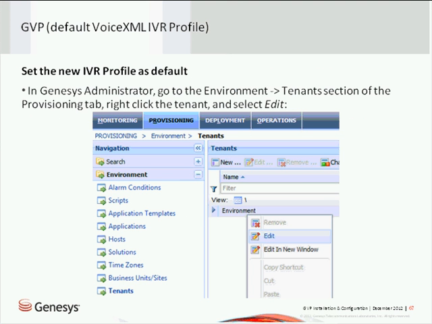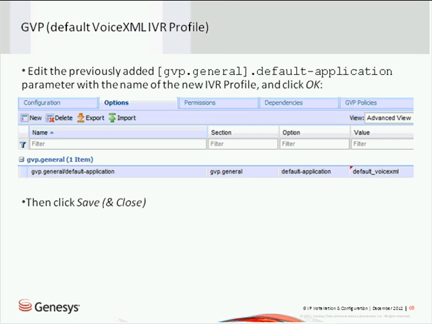We also have to edit the default IVR profile. So we go to our tenants environment, click edit. So we previously added the default application parameter. In this case, we're changing it to default voice XML. We save and close.